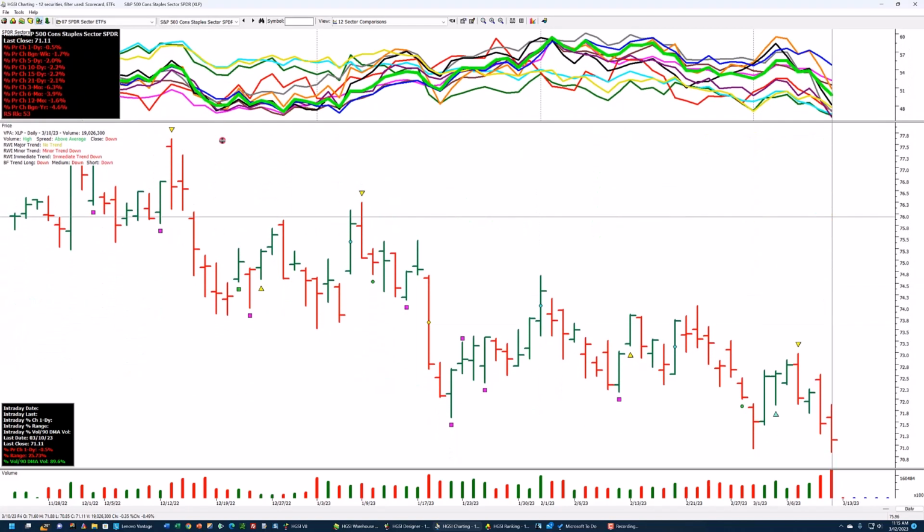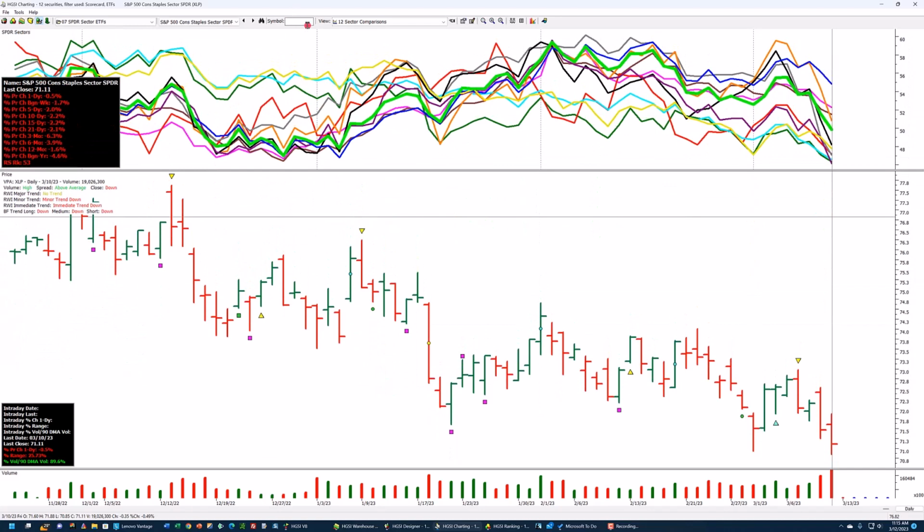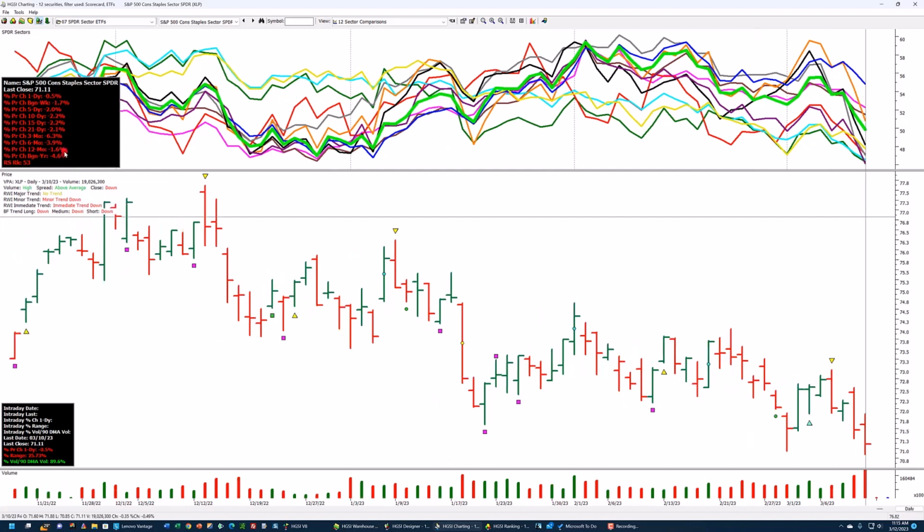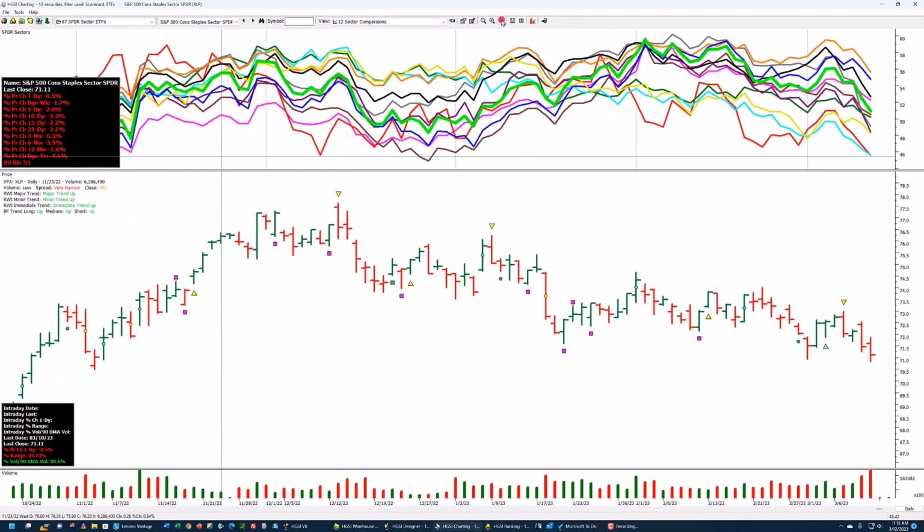Now the way I have this set up, I'm going to make this chart smaller up here, but I'm in the sector ETFs. I'm on consumer staples right now. If you look down here at this window, it says consumer staples Spider, the last close, and then the percentage price change over various time periods. It is down 4.6% from the beginning of the year, and this is a chart down below.